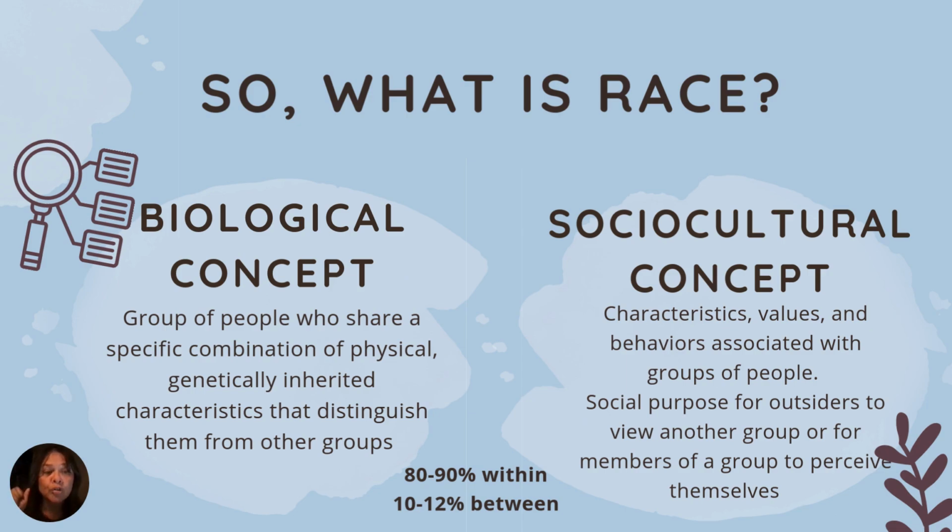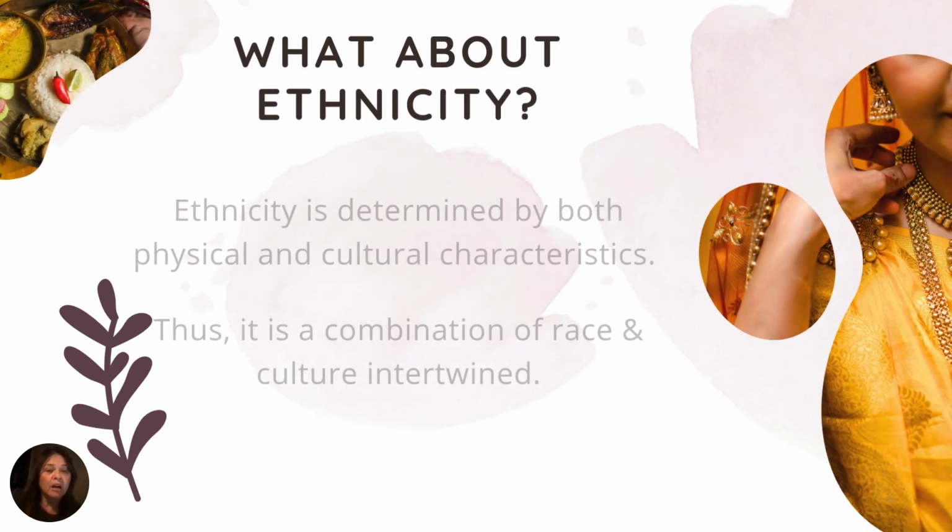We also have a sociocultural concept of race. These are characteristics, values, and behaviors that are associated with groups of people. It serves a social purpose, for outsiders to view another group, or even a way for members of a group to perceive themselves. So we have a sociocultural concept of what race is. Originally, it was only biological in nature, looking at these phenotypic characteristics to categorize people based on who's at the top and who's at the bottom. Over time, race has now incorporated these sociocultural concepts to help us understand who we are from group to group.